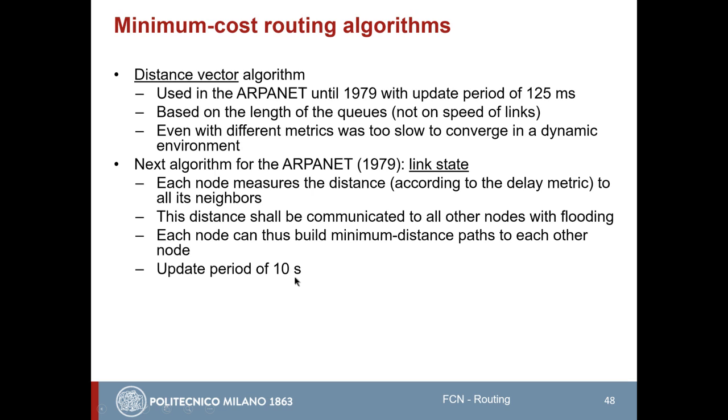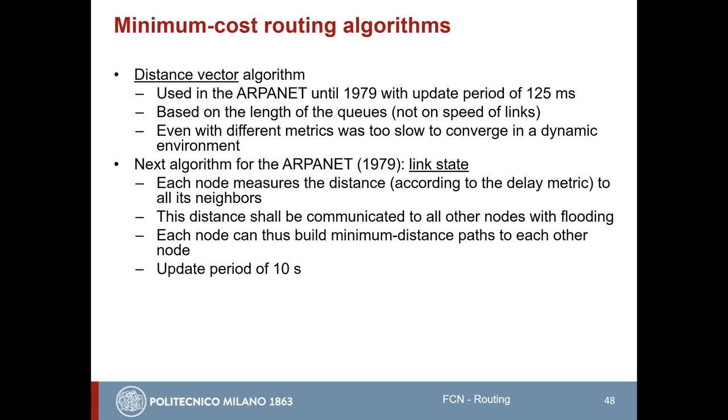So in case of the link state, the principle is that each node measures the distance to all its neighbors using, for example, a metric based on the delay, sending messages to all its neighbors and waiting for the replies. And then once the node has collected all the distance values, it will communicate all the set of distance values from all its neighbors to all the other nodes in the network.